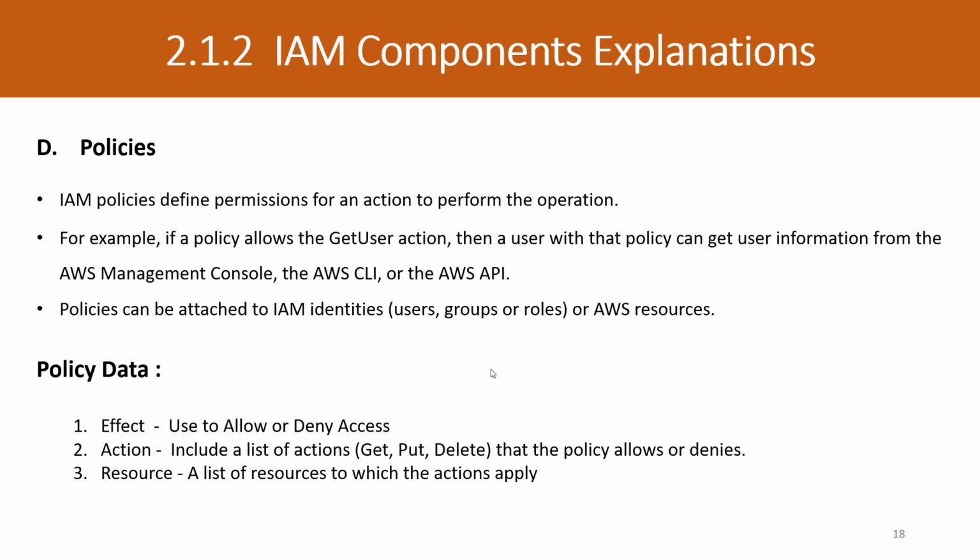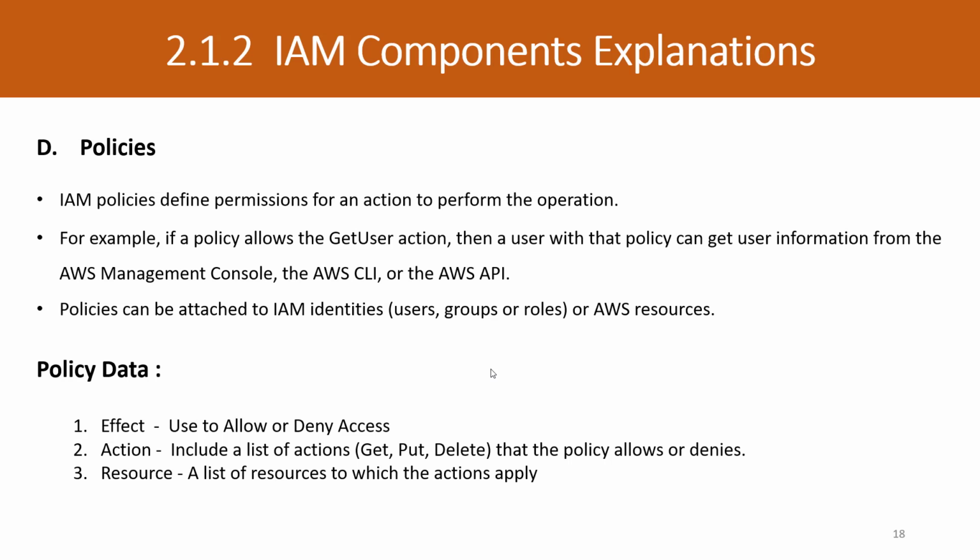What data do these policies contain? There are three entities we can define in this policy. The first one is effect. Effect means whether it's allow or deny access. Maybe this policy denies the access or maybe allows this access. Actions: what actions you can perform. You can have get actions, put actions, delete actions, all the CRUD operations you can do here. It's defined by the permissions or policies. And the third one is resource, where you want to perform these operations or actions.